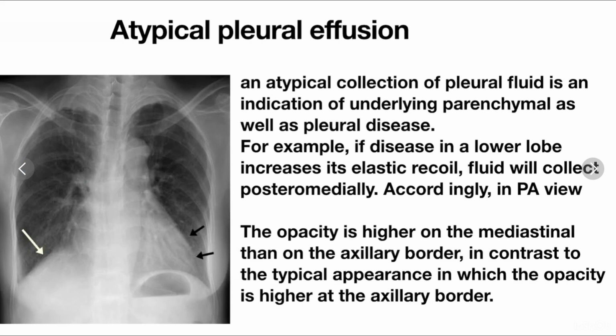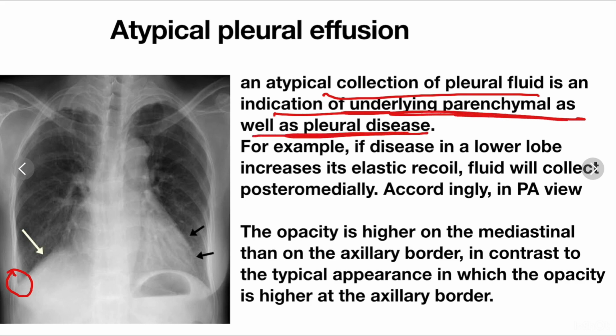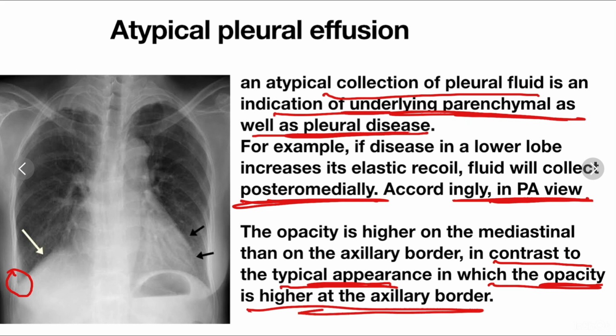After that, they are talking about the atypical pleural effusion. We used to discuss that pleural fluid accumulates in the costophrenic recess, but here in this case it is not accumulating there and it is accumulating more on the medial side. An atypical collection of pleural fluid is an indication of underlying parenchymal as well as pleural disease. For example, if disease in the lower lobe increases its elastic recoil, fluid will collect more in the posterior medial direction. Accordingly, in the PA view, the opacity is higher on the mediastinal than the axillary border, in contrast to the typical appearance in which opacity is higher on the axillary border. So here we can see this is on the mediastinal side.